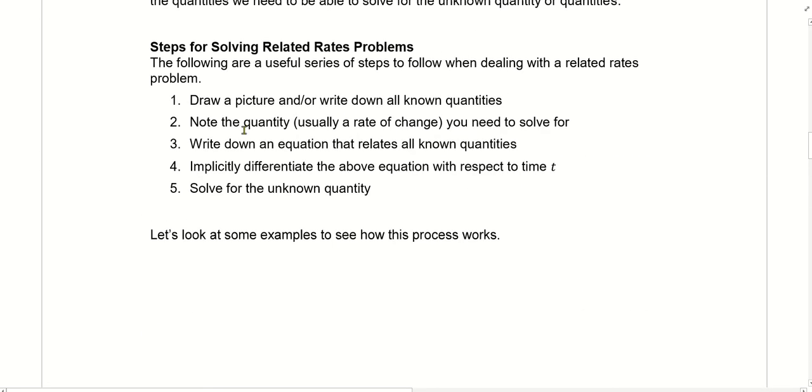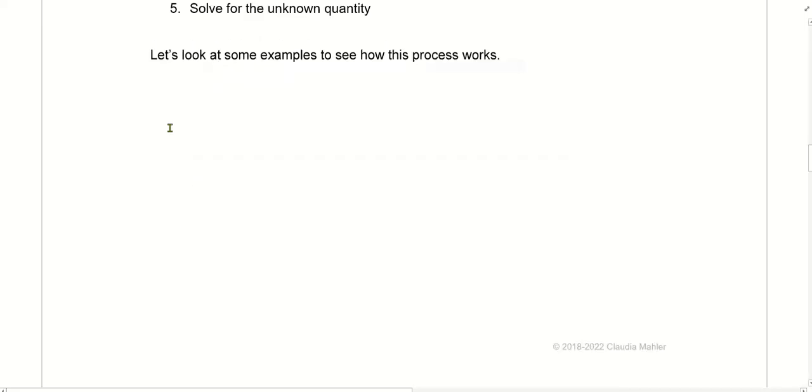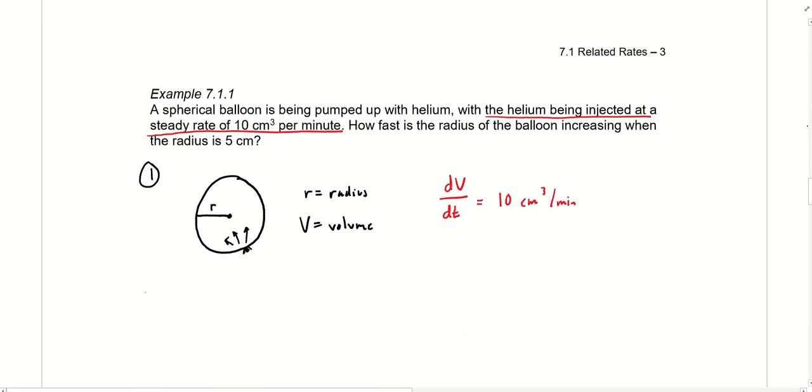The next thing I'm going to do here in step 2 is note the quantity, which is usually a rate of change, that I want to solve for. A lot of times with related rates problems, there's a lot of moving parts. So I think it's always a good idea to note the thing that we eventually want to calculate, just so that we know what our end goal is once we do all this stuff with the actual calculations and values. So my step 2, I'm going to write down what we want. We want to figure out how fast is the radius of the balloon increasing when the radius is 5 centimeters.